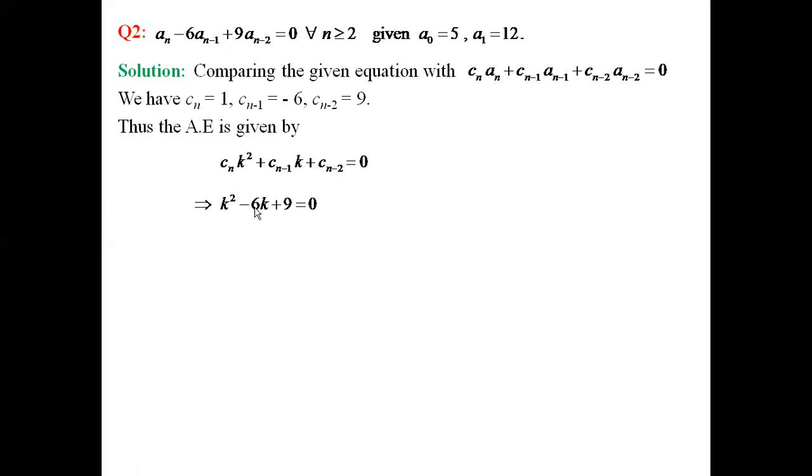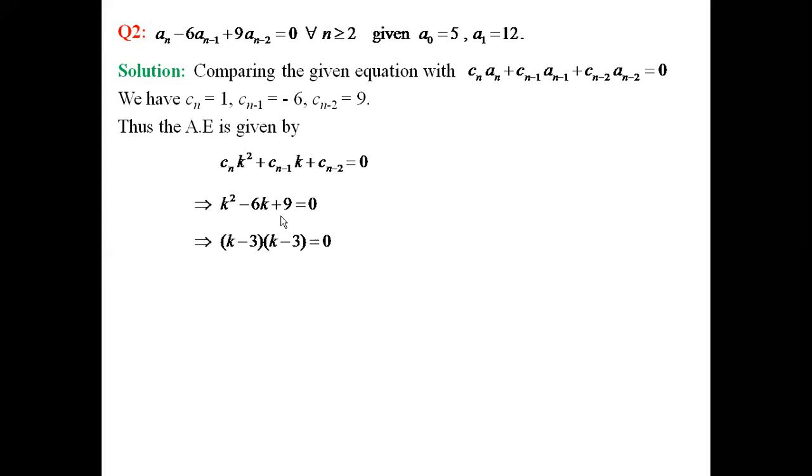If you observe, this can be directly written as well. You can avoid the steps of comparing with the standard form, getting the values of C_(n-1), C_(n-2), and writing down the auxiliary equation. It is just an observation that a_n is replaced by k square, a_(n-1) is replaced by k, and a_(n-2) is replaced by k power 0. So directly also you can write down the auxiliary equation.